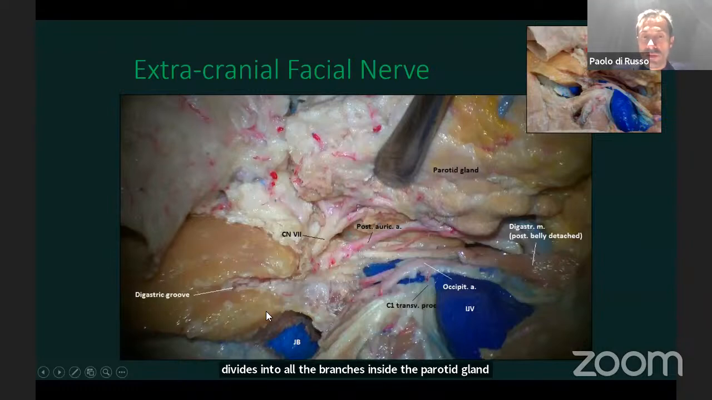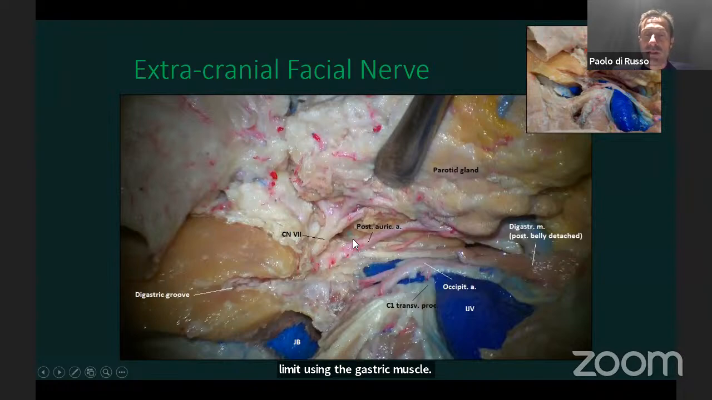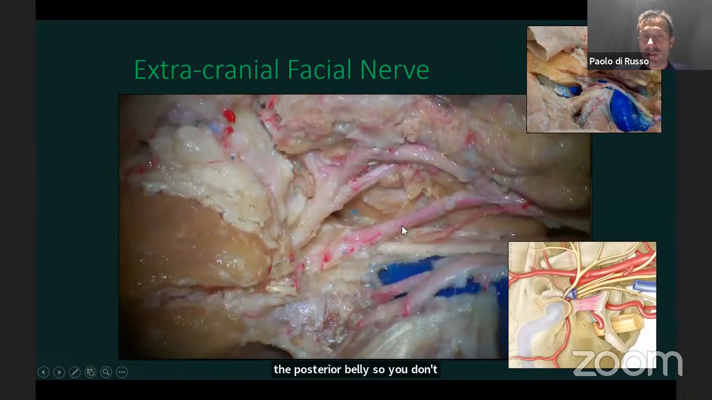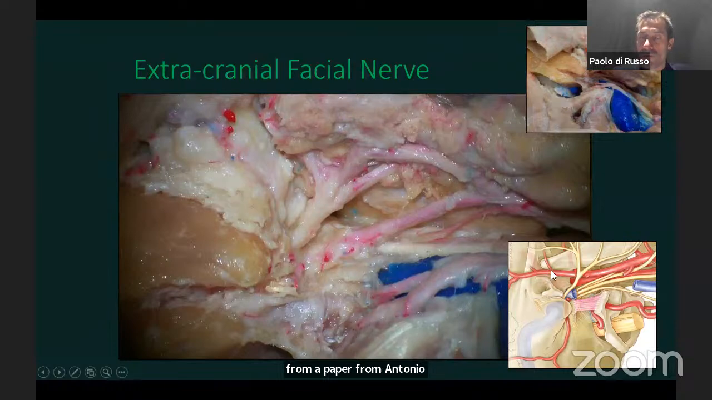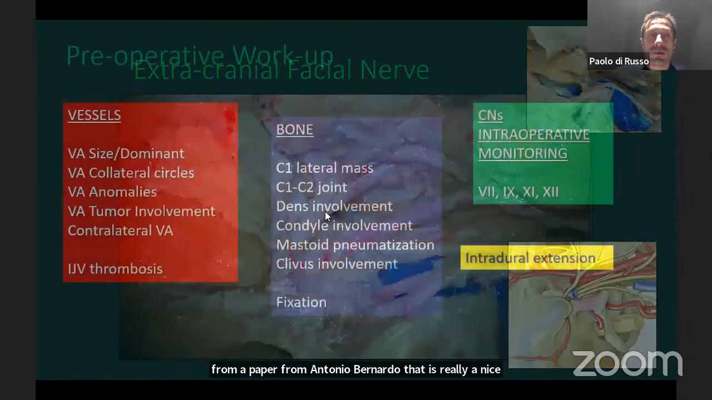So you want to be sure that when you do this kind of dissection and approach, you preserve your anterior limit using the digastric muscle, the posterior belly, so you don't go further anterior and risk injuring the facial nerve. This is a zoom-in cartoon view from a paper from Antonio Bernardo that nicely explains the position of the facial nerve close to the tip of the mastoid.